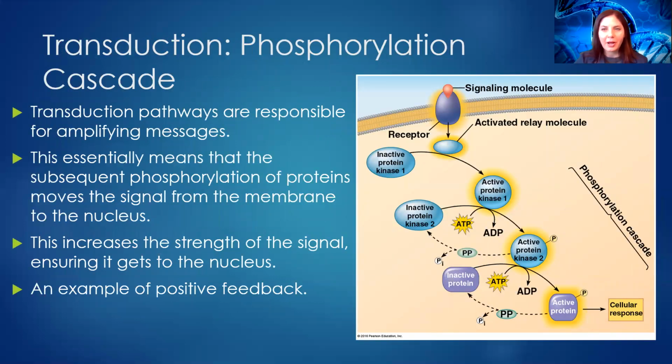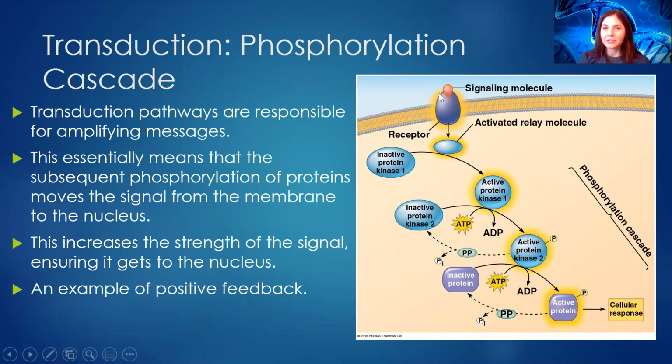So now we're going to talk a little bit about that phosphorylation cascade that I just discussed. So the transduction pathways are responsible for amplifying messages. These essentially mean that the subsequent phosphorylation, meaning adding phosphates, of the proteins moves that signal from the membrane to the nucleus. This increase in the strength of the signal ensures that that message gets to the nucleus so that the DNA can play its role in telling messenger RNA to get the message out, make this protein so it can do this function. And this is also an example of a positive feedback.